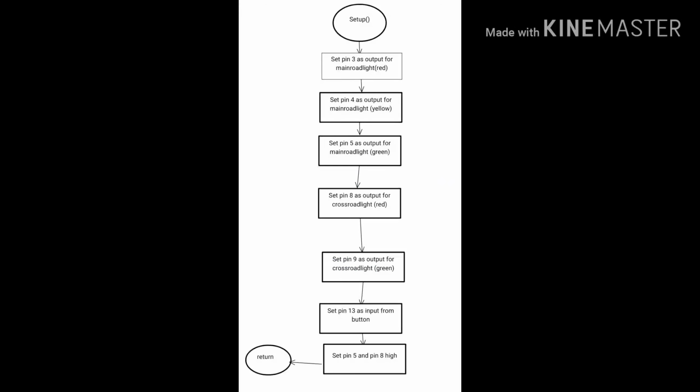This is the flowchart for the setup function, and in this function we set the pins on the Arduino board as output and input. There are 5 outputs in total and 1 input from the button.